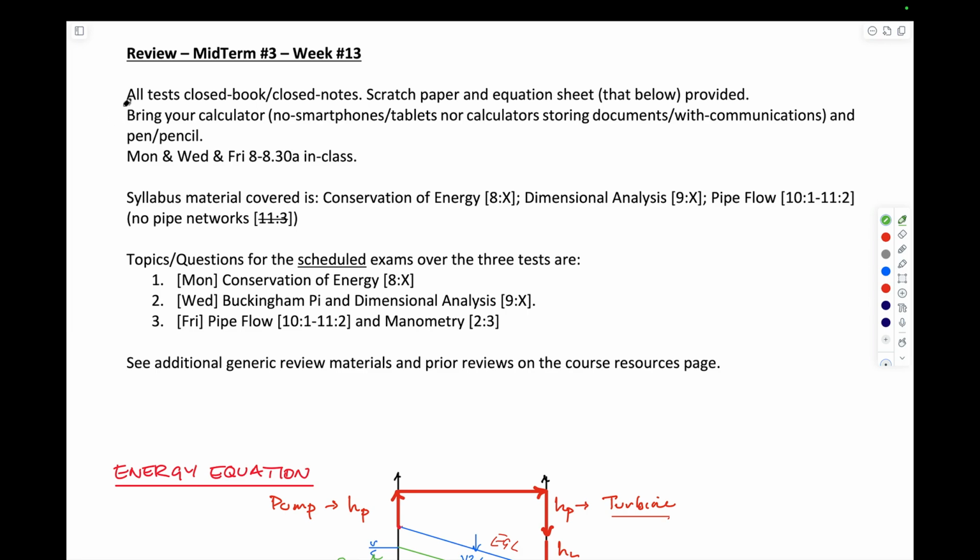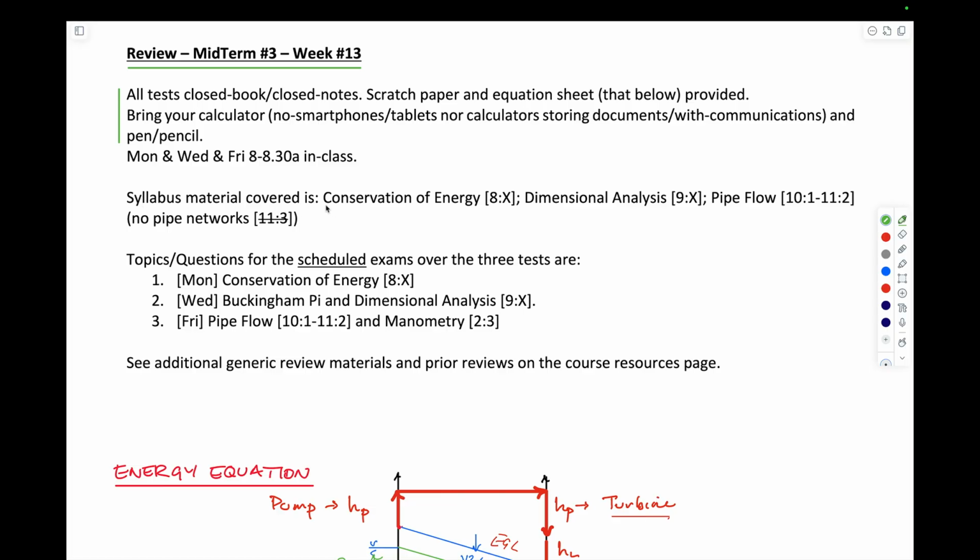Hi everybody, welcome to the review for the third midterm. It will be in week 13, right before Thanksgiving. Same protocols as before: in class, on a sheet of paper, supplied with an equation sheet, and Monday, Wednesday and Friday on each of the events.